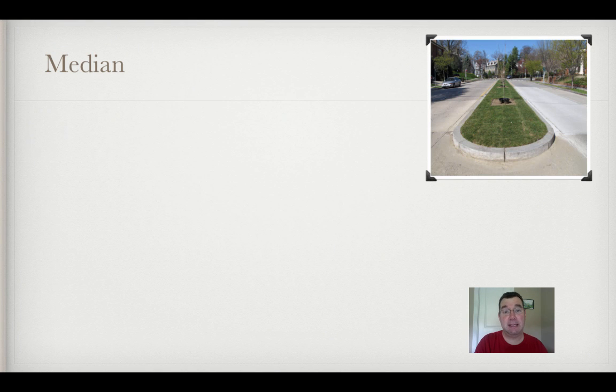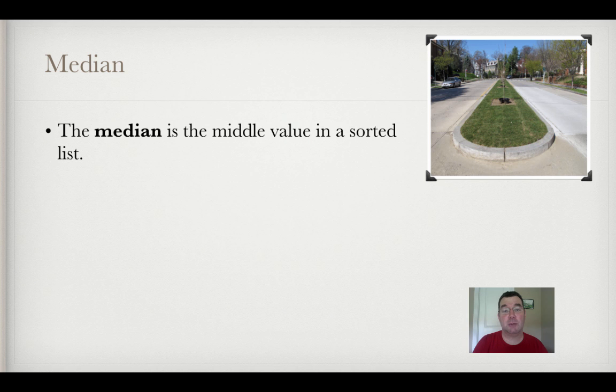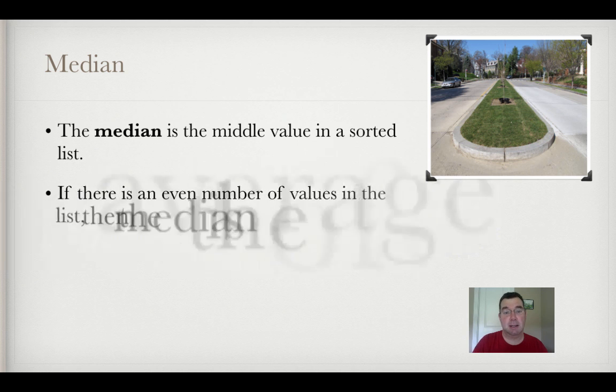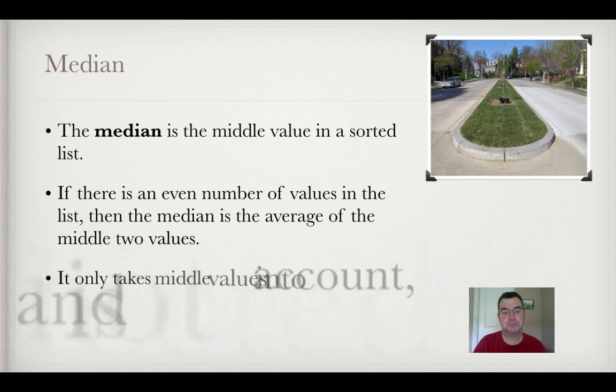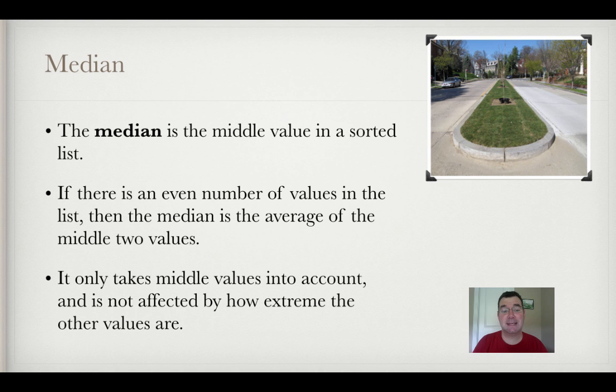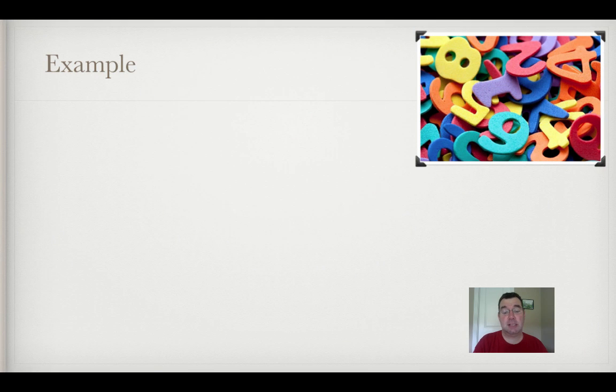Then we talk about the median. The median is the middle value in a sorted list of numbers. You have to sort the numbers first, and then find the number that's right in the middle. Now, if there's an even number of numbers, then you're going to have two numbers in the middle, but you still only need one median. So you take those two middle values and average them together, and that will be your median. Again, this only takes the middle values into account, doesn't really say what's going on either side of those median values. All right, so let's look at an example.